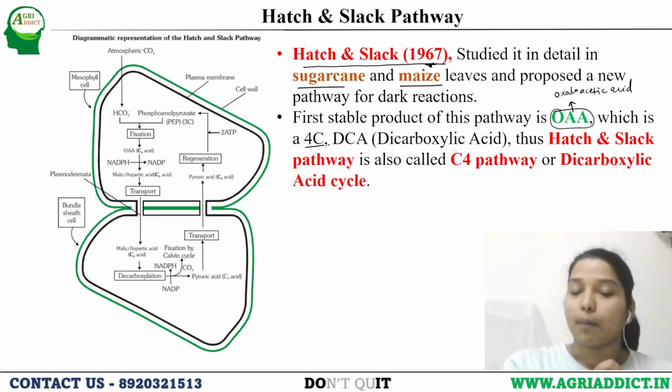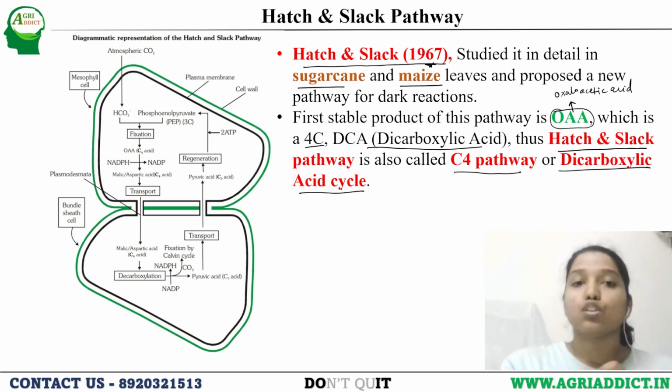It is a 4 carbon compound, which is a dicarboxylic acid. Thus, Hatch and Slack pathway we call it, or C4 pathway, or dicarboxylic acid cycle. So first, let us see. This is the cycle. It is shown here.